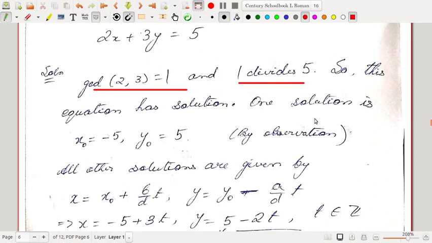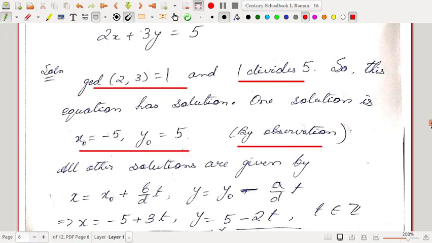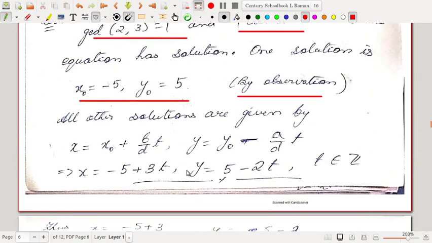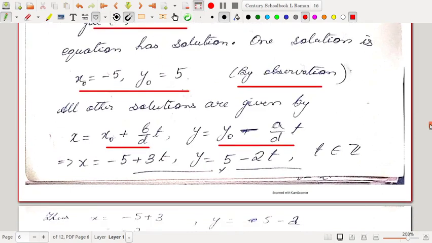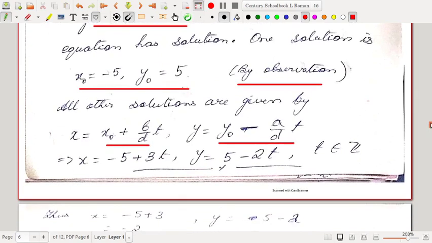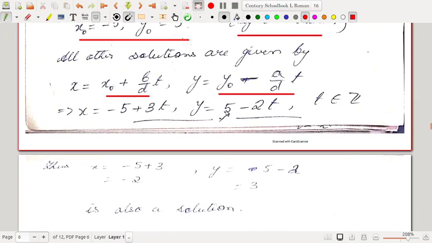One solution is given by x naught equal to minus 5, y naught equal to 5. This is by observation. If you put x equal to minus 5 you get minus 10, and if you put y equal to 5 you get 15, and 15 minus 10 is 5. So by the above theorem, all other solutions are given by x equal to x naught plus b by d into t, y equal to y naught minus a by d into t. So x is minus 5 plus 3t, and y is 5 minus 2t, where t is any integer.